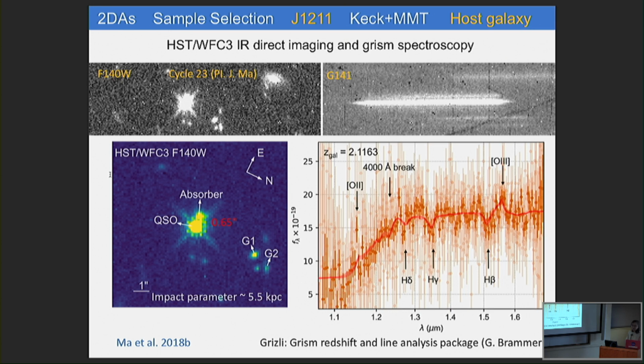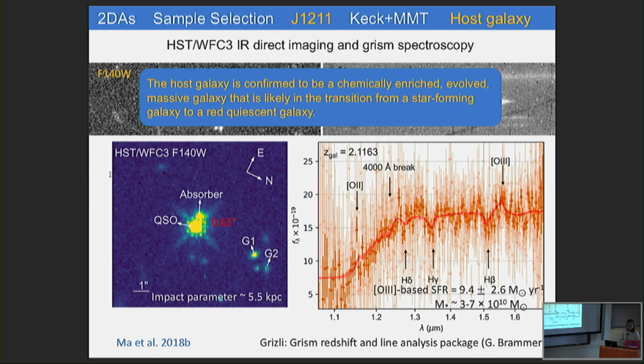And we can learn a lot of things from this. From the image, we know that the impact parameter is only about 5.5 kiloparsecs. This is already probing the ISM of the galaxy. And this spectrum is dominated by a continuum with weak emission lines and Balmer absorption lines. And the [O III]-based star formation rate is about 9 solar masses per year, and the stellar mass is about 5 times 10^10 solar masses.